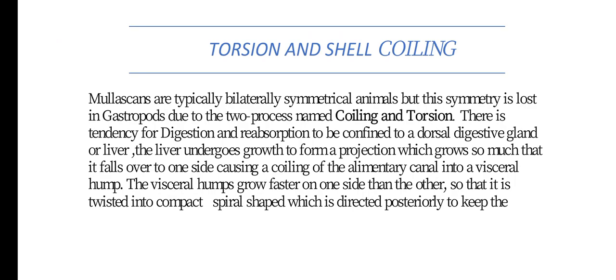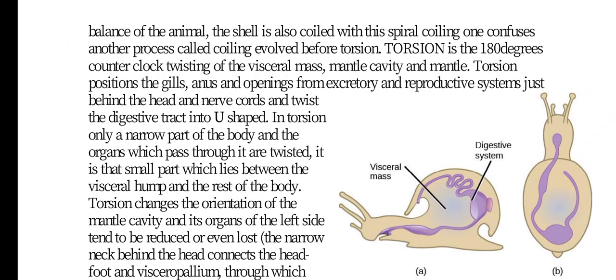The liver undergoes growth to form a projection which grows so much that it falls over to one side, causing a coiling of the alimentary canal into the visceral hump. The shell is also coiled with a spiral coiling. One should not confuse it with another process called coiling, which is involved before the torsion. The torsion is a 180-degree counterclockwise twisting of the visceral mass, mantle cavity, and mantle.